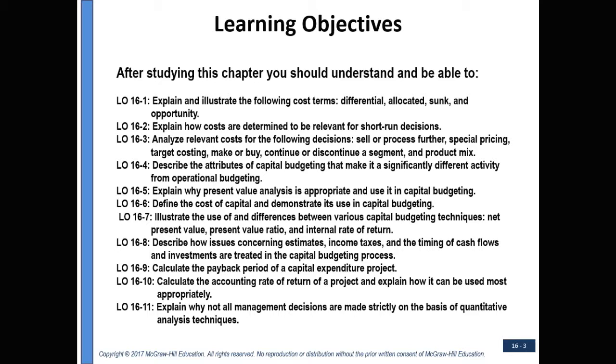Analyze relevant costs for the following decisions: sell or process further, special pricing, target costing, make or buy, continue or discontinue segment, and product mix. Describing the attributes of capital budgeting and making it a significantly different activity from our operational budgeting.